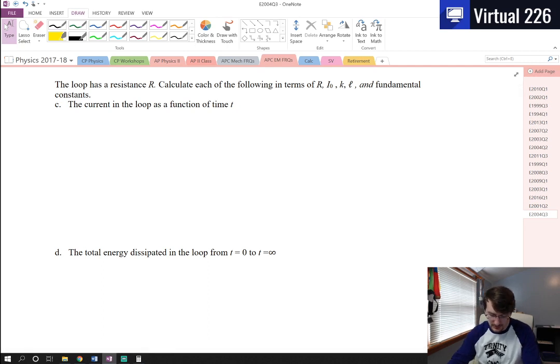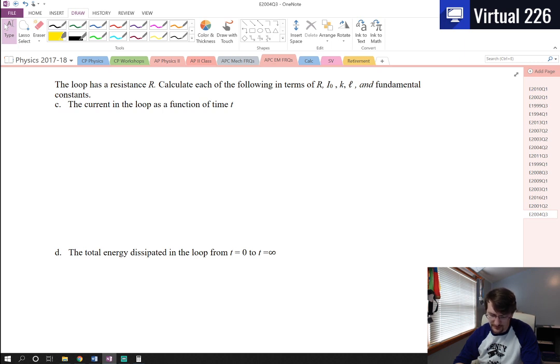Here for letter C. The loop has a resistance R. So we're still looking at the 2004 AP Physics C electricity and magnetism exam, free response question number 3 for inductance. We're looking at this loop. We just did part B and now we're on part C here. The loop has a resistance R. Calculate each of the following in terms of R, I naught, E, L, and fundamental constants.